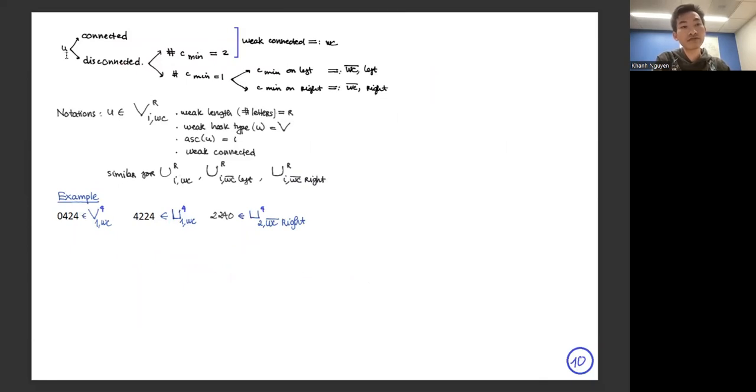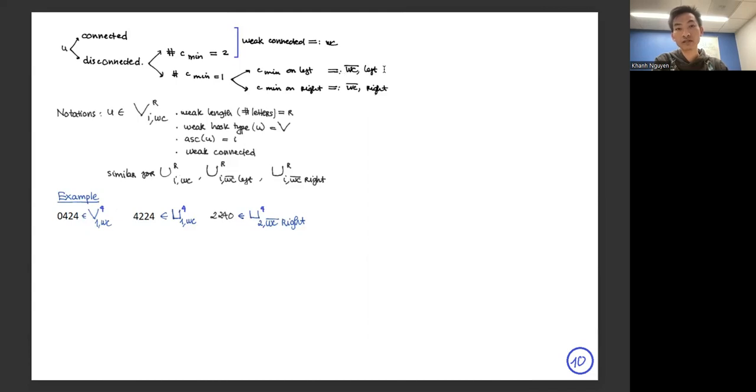Now, in general, we can classify a word u into 3 types. So a word u can be connected or disconnected. And in the case it is disconnected, there are two possibilities. The number of sm equal 2, or the number of sm equal 1. So if the number of sm equal 2, or the word is connected, we call the word weak connected. And in the case the number of sm equal 1, there are two possibilities: sm on the left of the hook type, or sm on the right side of the hook type.